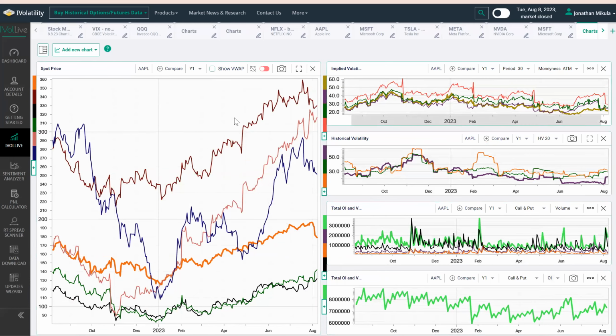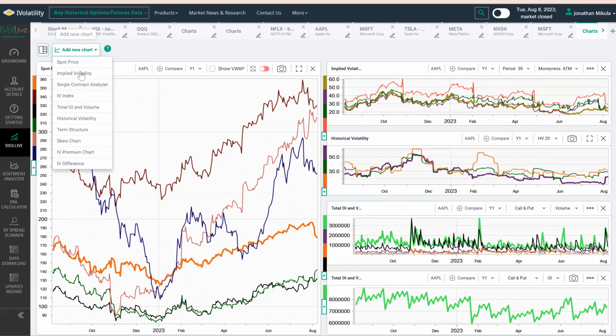And so there's all kinds of cool ways you can change the views here, depending on your preference. So again, next week, what I want to cover is the term structure skew chart, IV premium, which is awesome when you're doing comparisons, especially if you're comparing, say, Apple to Microsoft, and then IV difference, which is also very useful when you're comparing two different names against one another.